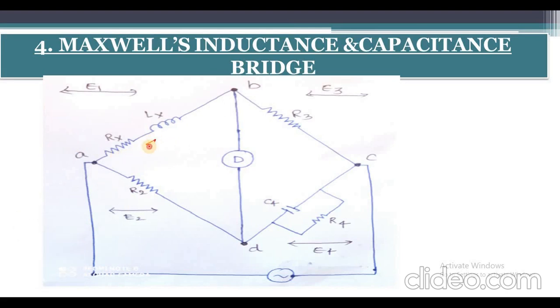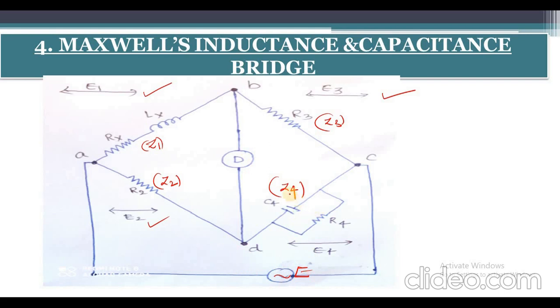Z1 is the impedance across arm AB, Z2 is the impedance across arm AD, Z3 is the impedance across arm BC, and Z4 is the impedance across arm CD. It consists of 4 arms AB, BC, CD and DA, and 4 nodes A, B, C and D. The potential across arm AB is E1, across arm BC is E3, across arm AD is E2, and across arm CD is E4. There is an AC voltage source and a detector. The potential across the AC voltage source is the EMF.